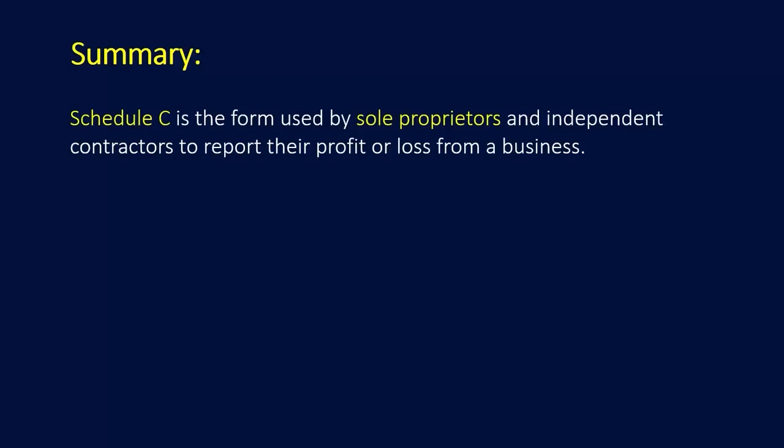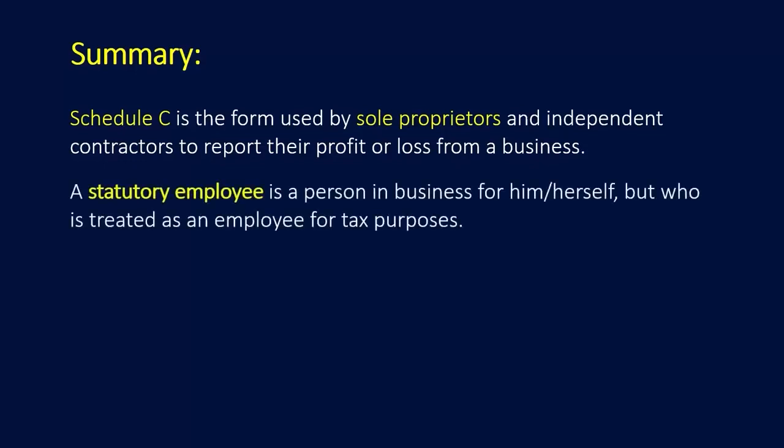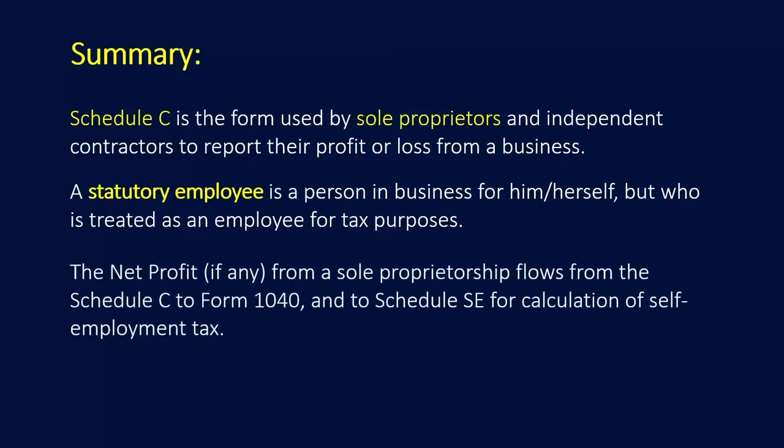Schedule C is the form that's used by sole proprietors and independent contractors to report their profit or loss from a business. A statutory employee is a person in business for him or herself, but who is treated as an employee for tax purposes. The net profit, if any, from a sole proprietorship flows from the Schedule C to 1040, as well as Schedule SE for the calculation of self-employment tax.